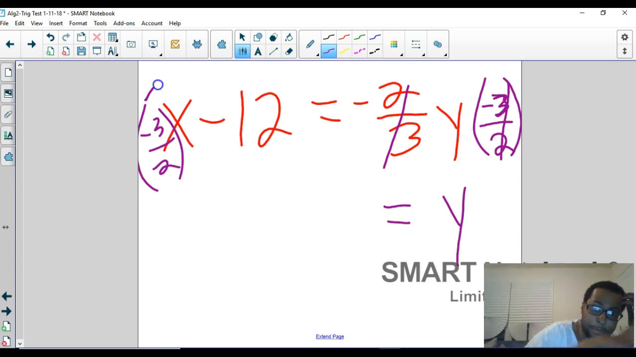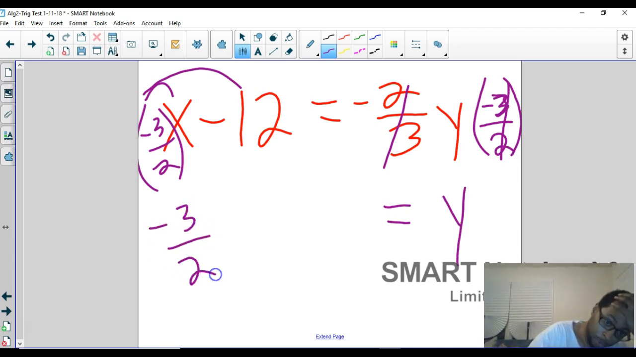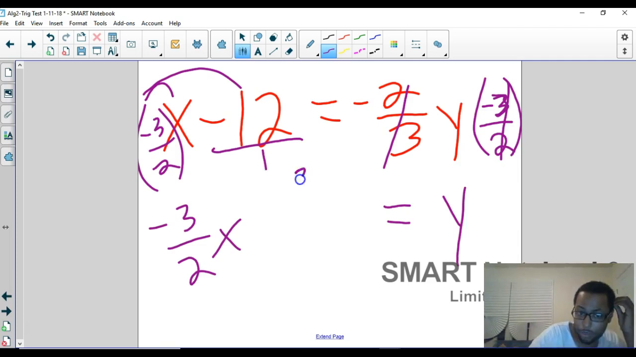Negative 3 over 2 times x. Remember, you're distributing, guys, because it's going to each one. Negative 3 over 2 times x is negative 3 over 2x. If you have a calculator, you can simply type it in your calculator. If you don't have a calculator, turn negative 12 into a fraction. Anything over 1, and you multiply straight across. So negative 3 times negative 12 is 36. 2 times 1 is 2. 36 divided by 2, this is going to be 18.